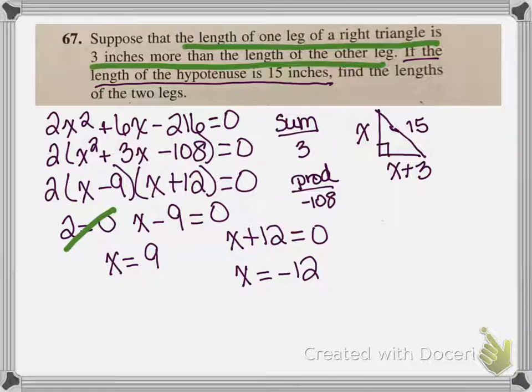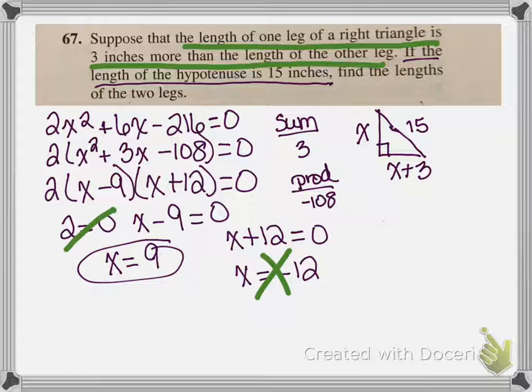We are talking about a triangle, and we are talking about the lengths of each side of the triangle. And a length cannot be negative. So what do I have to do with this x equals negative 12? Get rid of it. I have to throw it out. It is not going to work. Okay? So my only answer is this x equals 9.